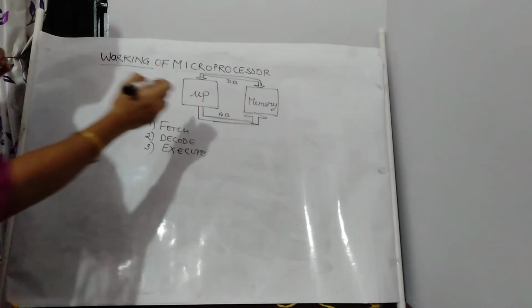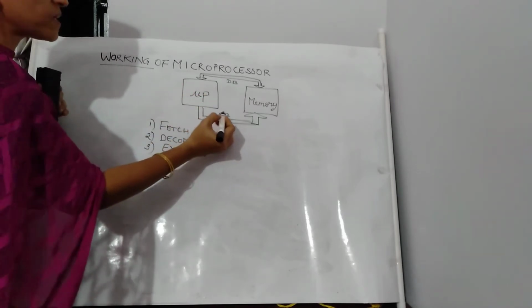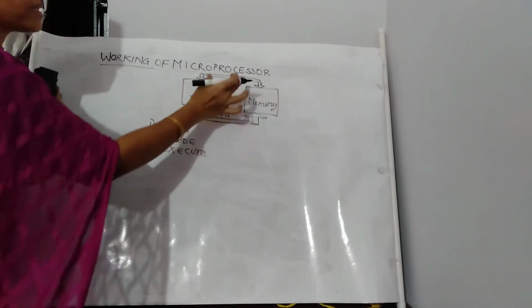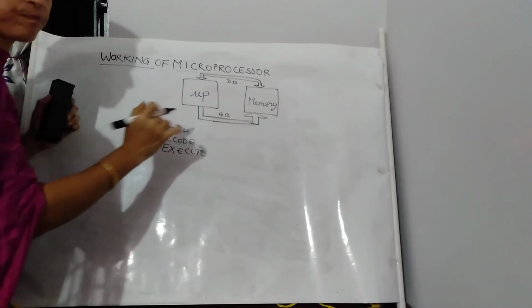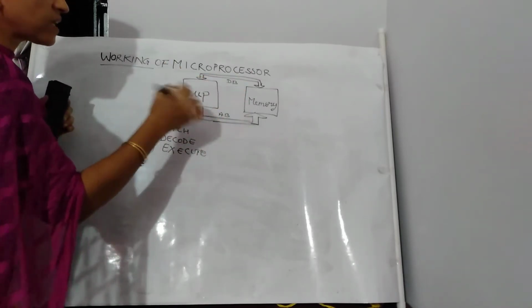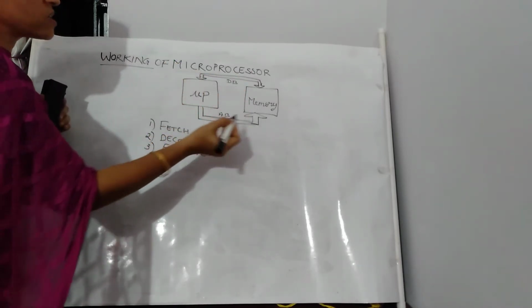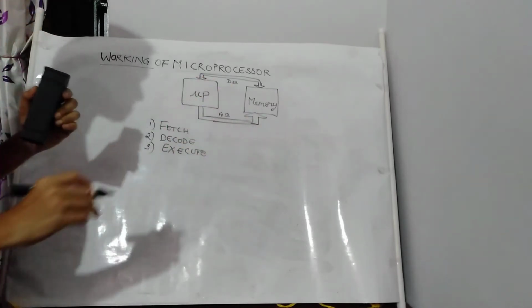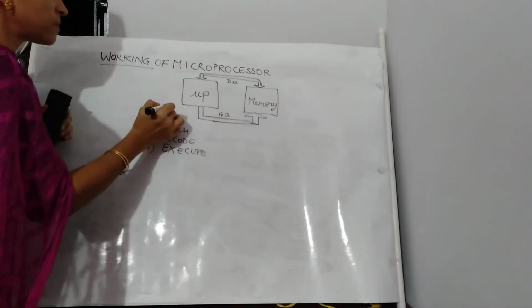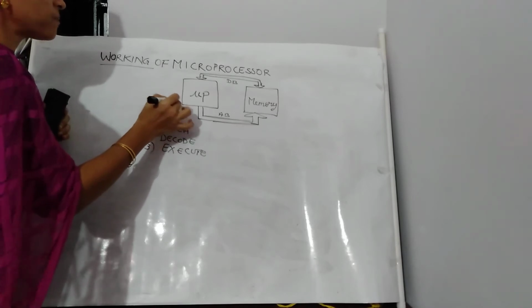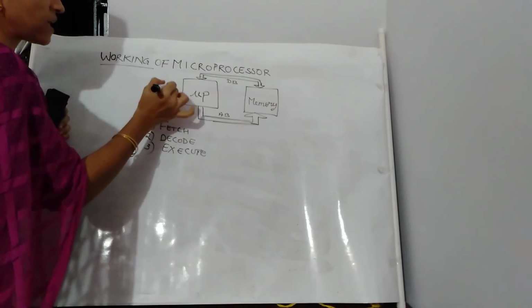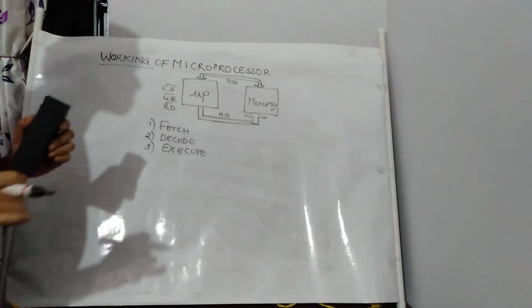Okay, now the address bus will hold the address and the data bus will hold the data. Now there are also control signals. Okay, so that I will not be showing here for simplicity. That is we have the read bar, write bar, then chip select bar, etc. These are the control signals.